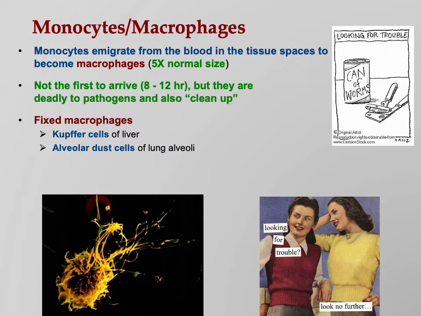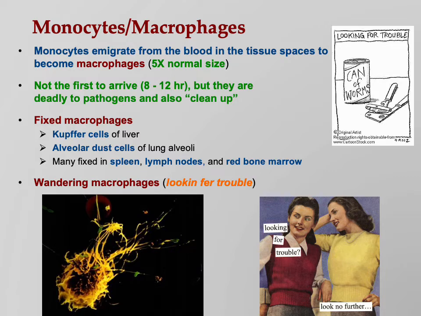Your body's got so many backup systems. It's so cool. Likewise in the spleen, in that white pulp, also in the lymph nodes, also in the red bone marrow. Any place where pathogens might conceivably show up, you got macrophages who just stay put. They just wait for bad guys in places where bad guys are more likely to show.